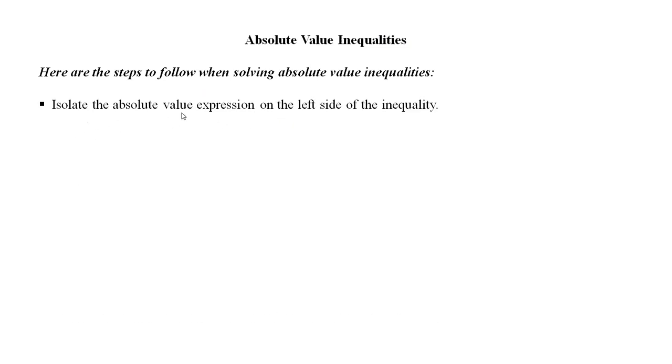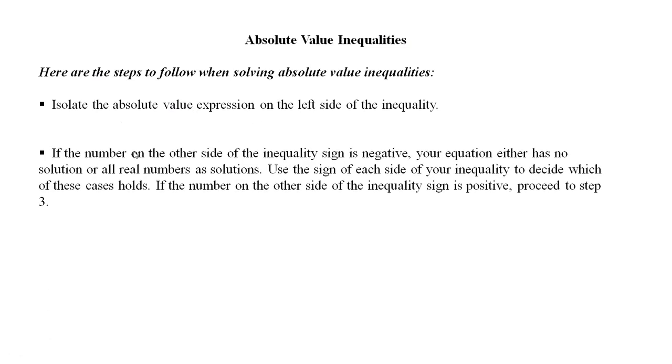Isolate the absolute value expression on the left side of the inequality. Means first we try to isolate the absolute value sign by adding, subtracting, multiplying or dividing. We can isolate the absolute value expression. Now, if the number on the other side of the inequality sign is negative, your equation either has no solution or all real numbers as solutions.